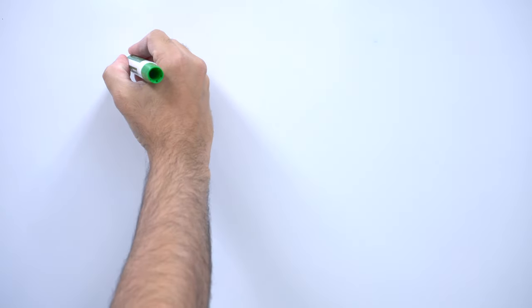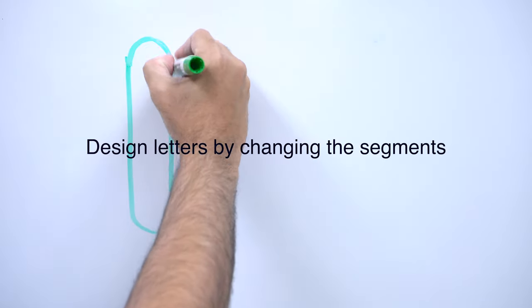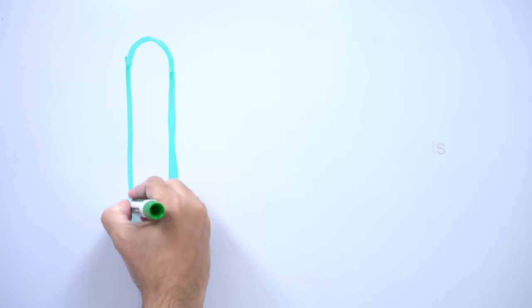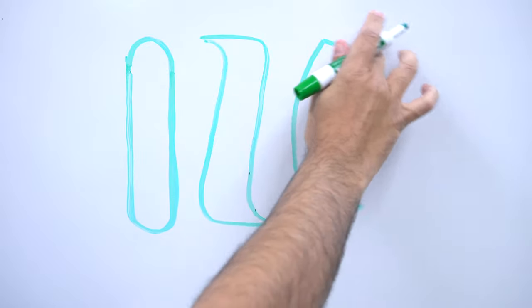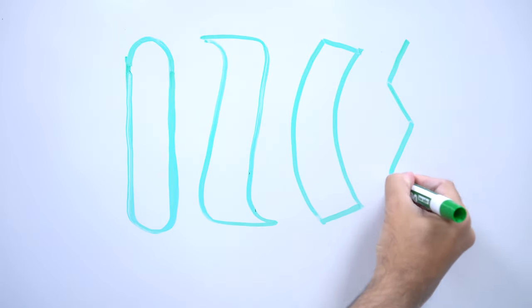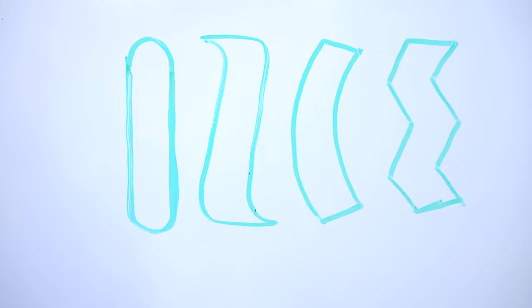Once you understand this process of making letters, you can pretty much design your own by simply changing the segments that you're building with. For example, a curvy one, a popsicle stick looking one, a zigzag one, and on and on.